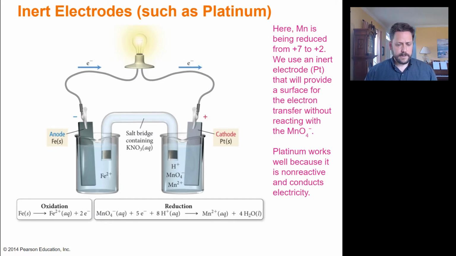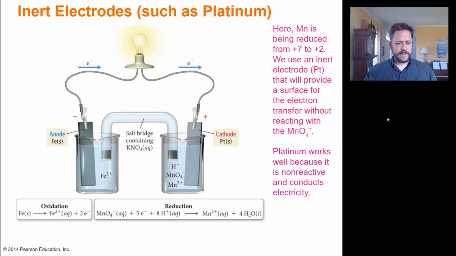And an inert electrode is actually going to be used here to facilitate the electron transfer involved there. Platinum is very non-reactive and conducts electricity well, so it's going to be used as an inert electrode commonly. You'll notice that this also occurs in acidic solution. You may remember doing a redox titration where we needed to acidify the solution in order to facilitate the redox reaction, so there's lots of different ions involved.